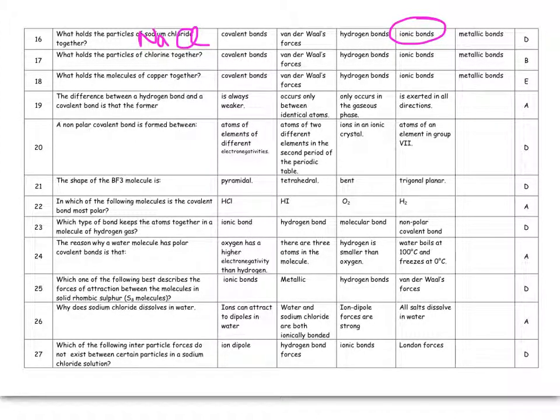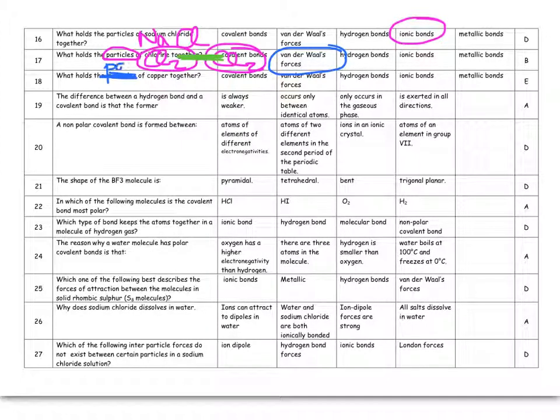What holds the molecules of chlorine together? The particles of chlorine together. I would say that one chlorine, Cl2, holds hands with another chlorine. It doesn't say the atoms. It says the particles. Maybe molecules would be better there. But what holds those two together? Nonpolar covalent, held together by London forces. The best answer we've got there is van der Waals. What holds the molecules of copper together?